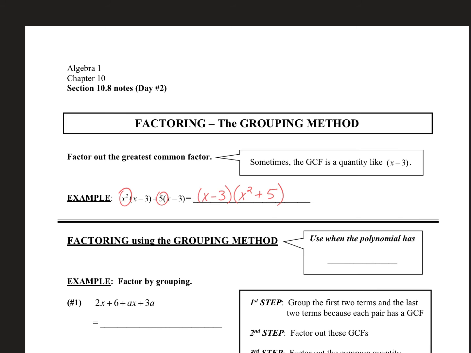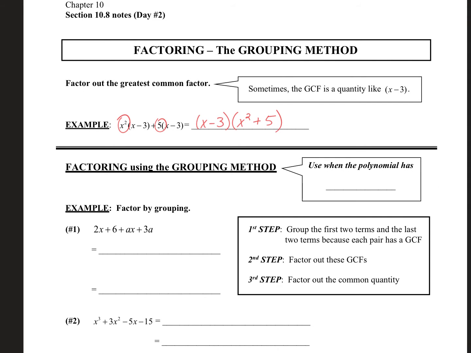All right, and this method of factoring is going to be used whenever we have a polynomial that has 4 terms. So use when the polynomial has 4 terms. Basically, factoring by grouping, for the most part, is kind of like taking out the greatest common factor twice. And we'll see what that means in this first example.